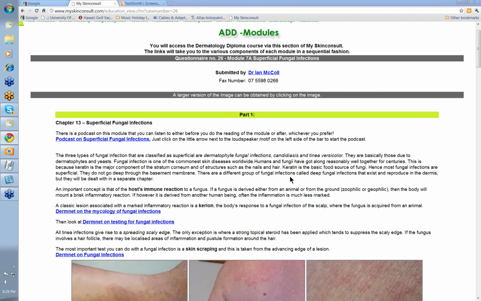Now, as I've said, there's a different group of fungal infections called the deep fungal infections, and they exist and reproduce in the dermis or deeper. And we'll deal with them in the next video and in the next part of this module.